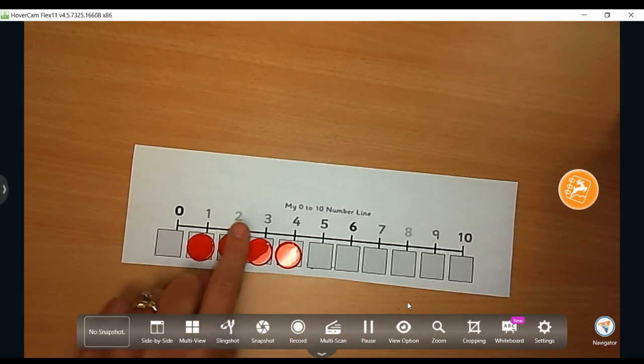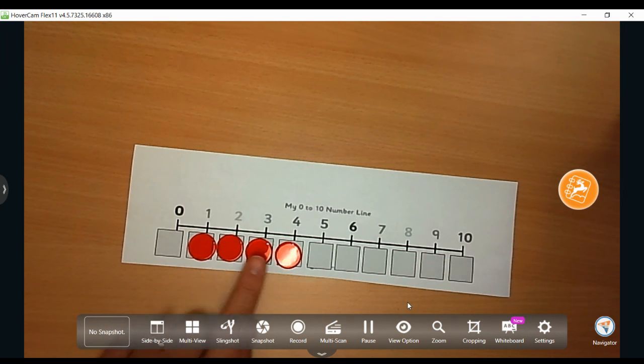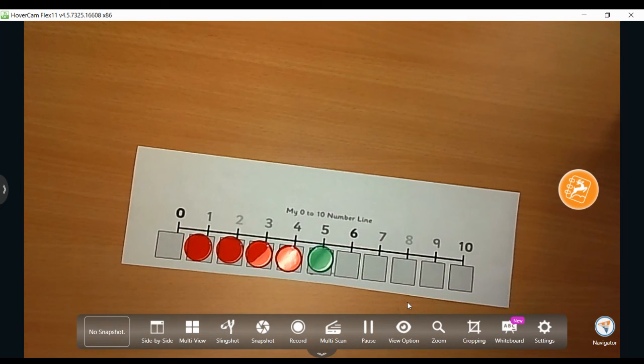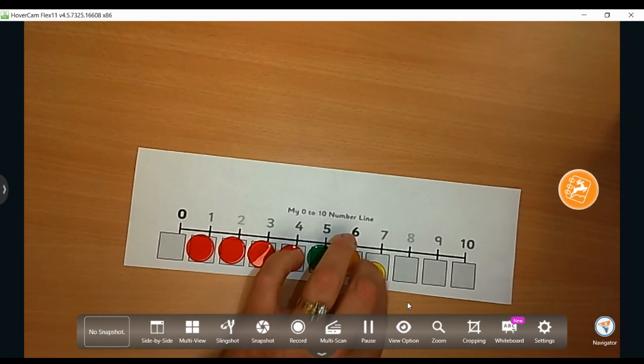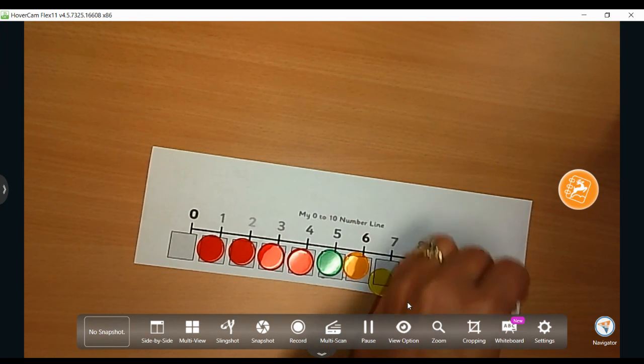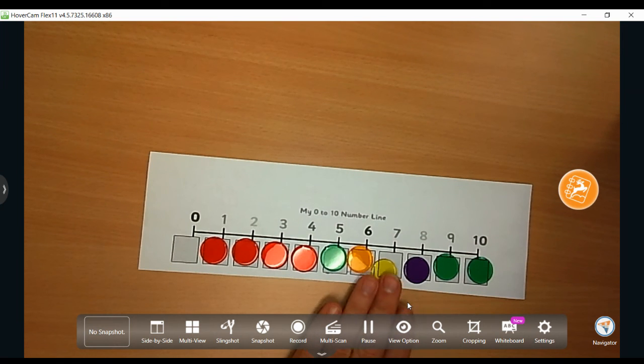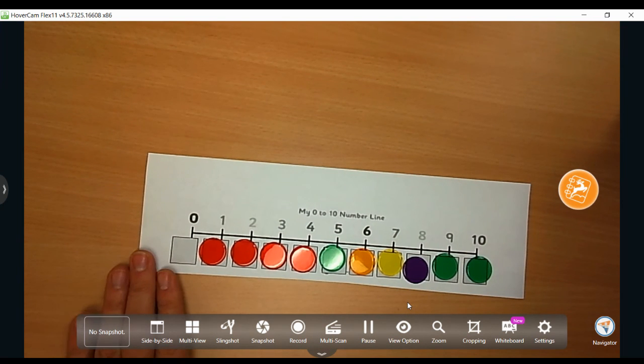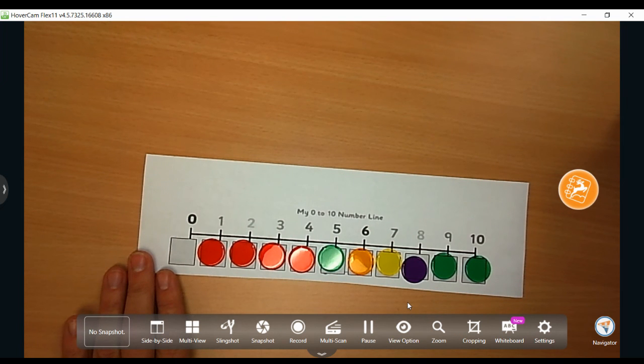so that they are seeing the numbers, they're saying the numbers, but they're also seeing the number of objects that represent that number. So 1, 2, 3, 4, 5, 6, 7, 8, 9, 10. You can make a number line with as many numbers as you want or with whichever numbers you want. So if you wanted to work on higher numbers, such as your teen numbers and so forth, you could just make another number line that has those numbers on there.